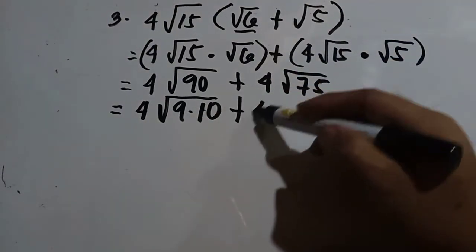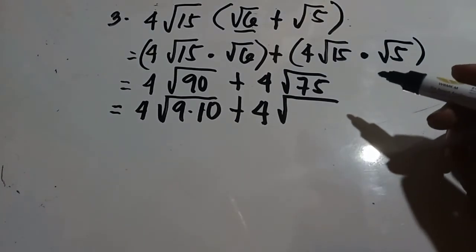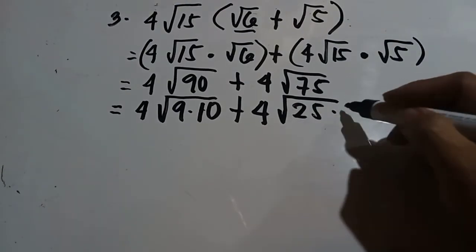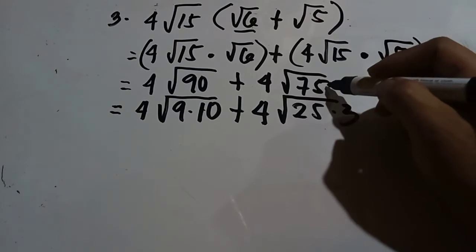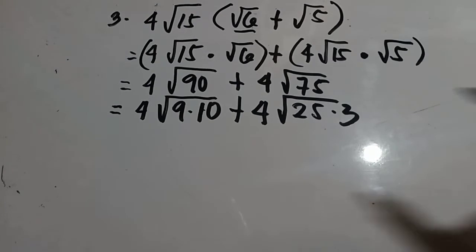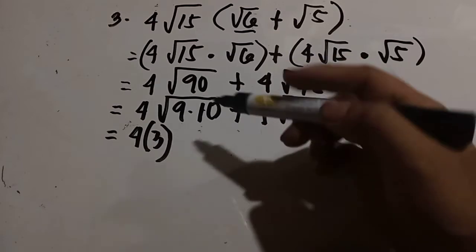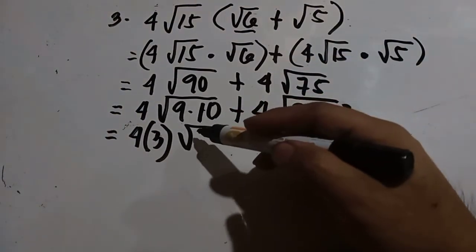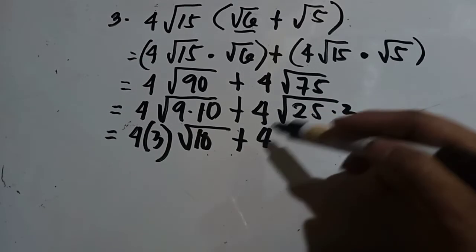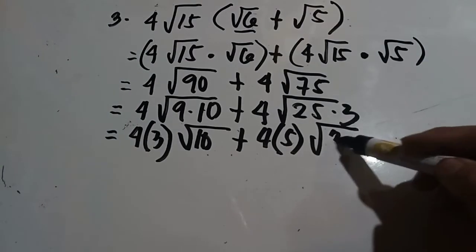Okay, next, we have 4 square root of 75. Anong factor natin dyan? Meron tayong 25 times 3. Kasi 25 times 3 is 75. And the 25, that is a perfect square. Kasi 5 times 5 is 25. Okay, next, we have 4 square root of 9, that is 3. Ilabas natin ang 3 and iiwan natin ang square root of 10. Plus, we have 4 square root of 25, that is 5. So ilabas natin ang 5 and remaining the square root of 3.